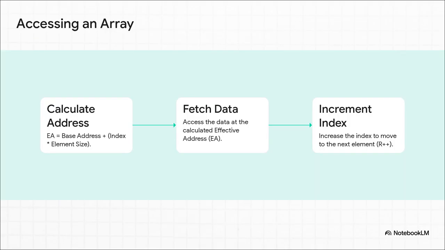The CPU does the math to find the address of the first item. It goes and grabs the data. Now, to get the next item in the list, it just has to add 1 to the index and do it again. It's this simple, repeatable loop that makes it so ridiculously efficient for crunching through huge lists of data.